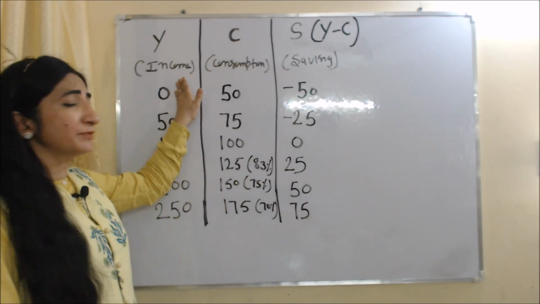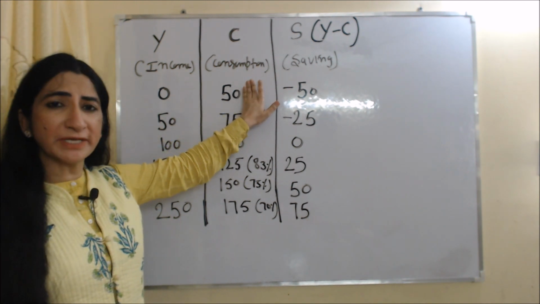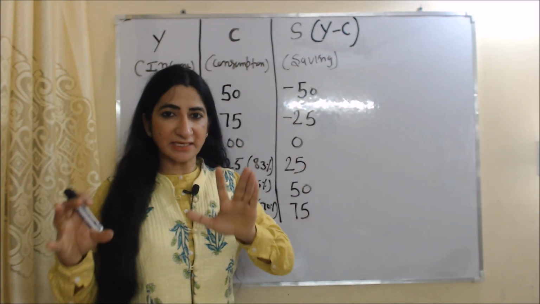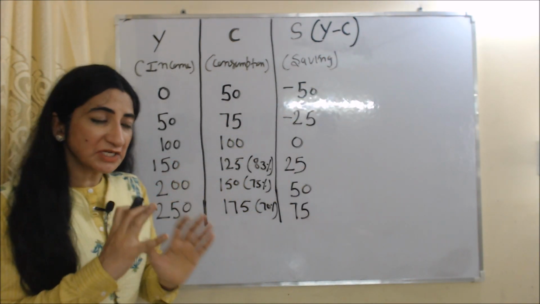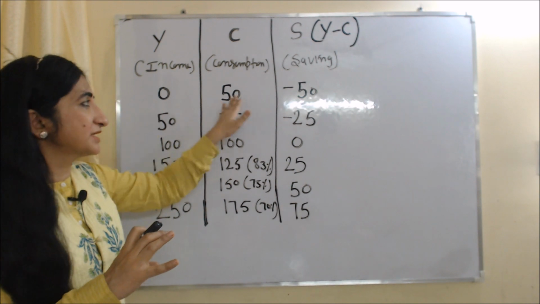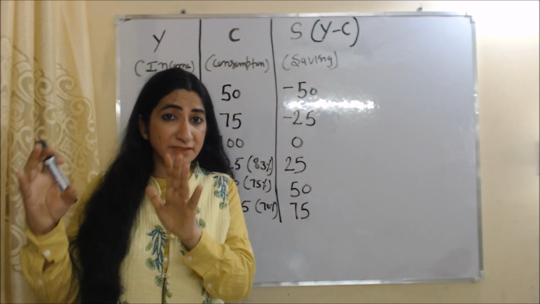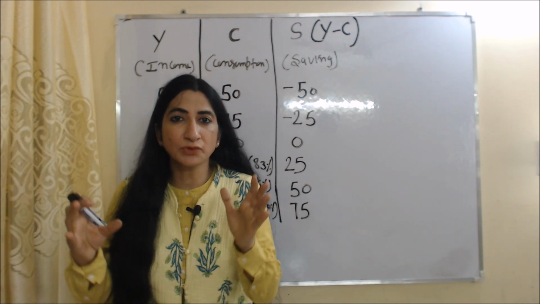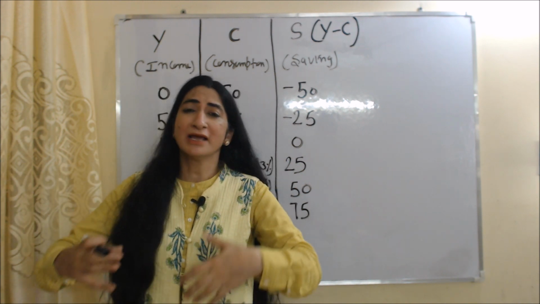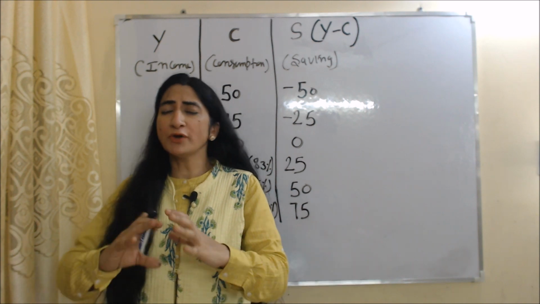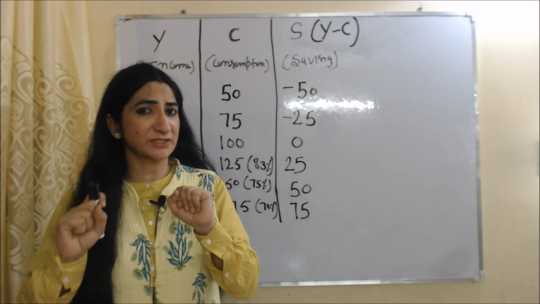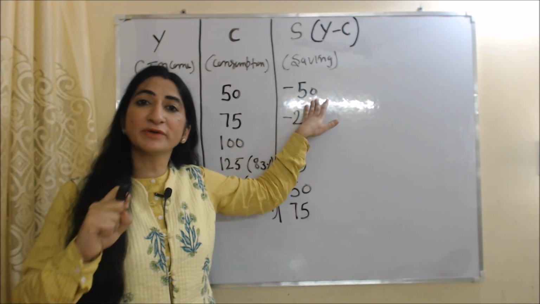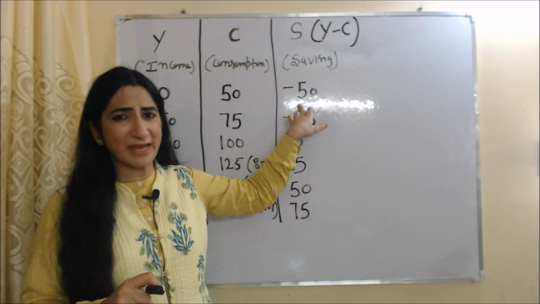In the first column we have income, in the second column we have consumption, and in the third column we have saving. Income minus consumption is equal to saving. Initially when income is 0, consumption is 50. Why is income 0 but the consumer is spending 50 rupees? Because the consumer has to make some expenditure for survival, whether he is earning or not. For example, expenditure on food, clothes, etc. For these expenditures, he is taking money from his past saving. That's why saving is minus 50.